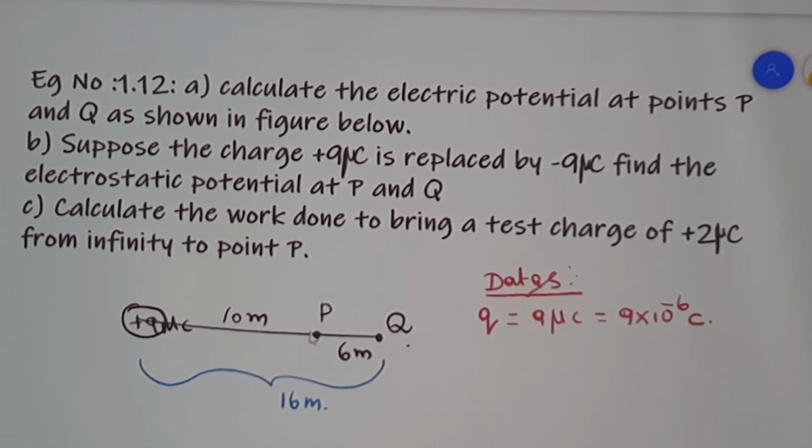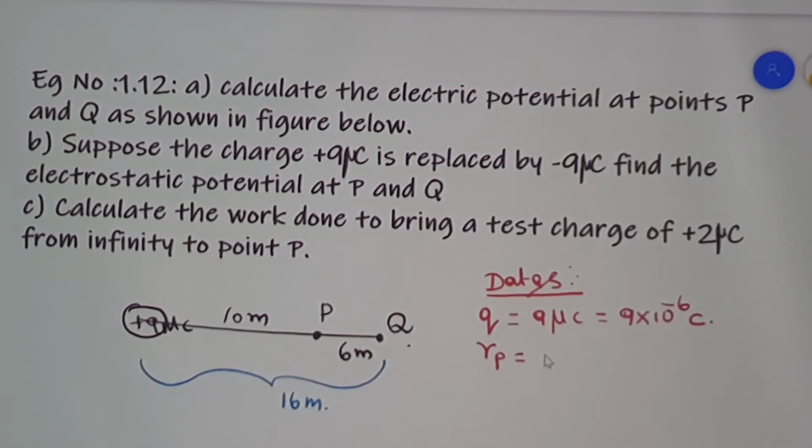From Q, the point P is at a distance of 10 meters. I am writing that distance as RP, where R is the distance to point P. So RP is 10 meters. And I am considering RQ from the point charge, and it is 16 meters.